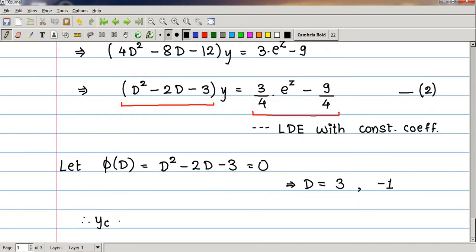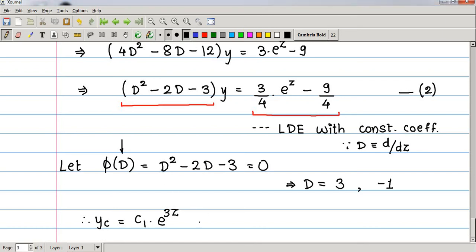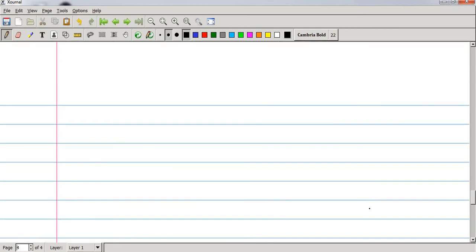So the required complementary function will be c1 into e^(3z). Here we do not take variable x because D is the derivative with respect to the independent variable z, so we take the independent variable z in the exponential function, and c2 times e^(−z). So this will be the required complementary function in terms of variable z.